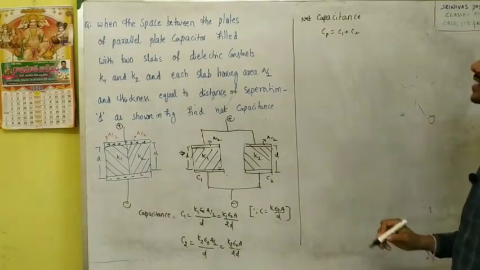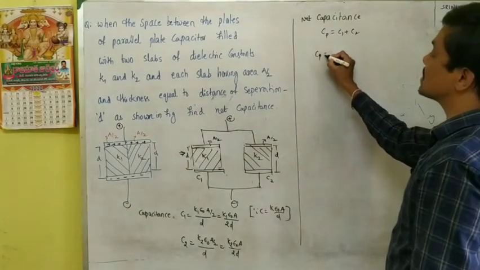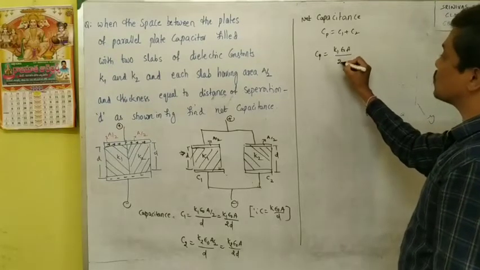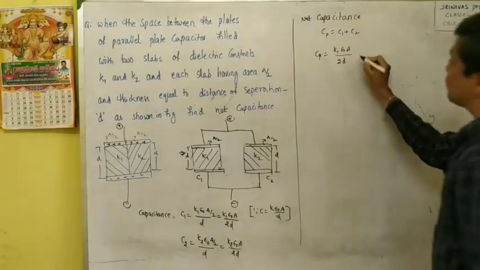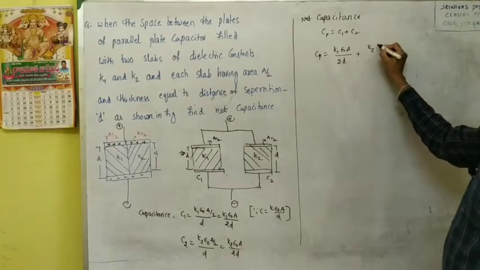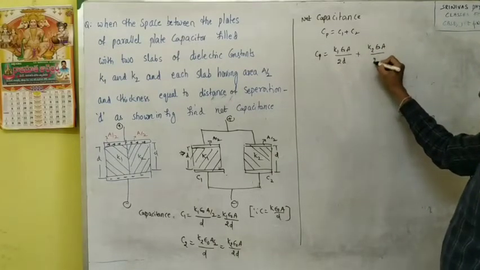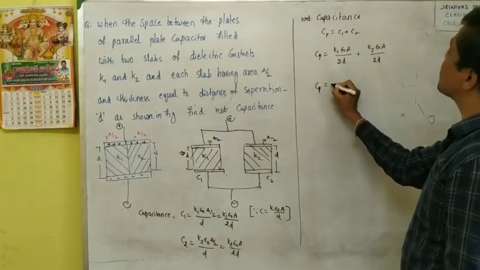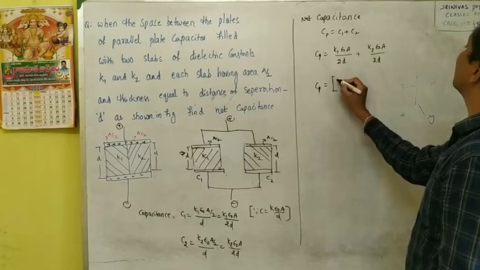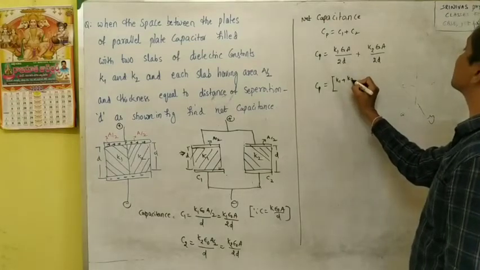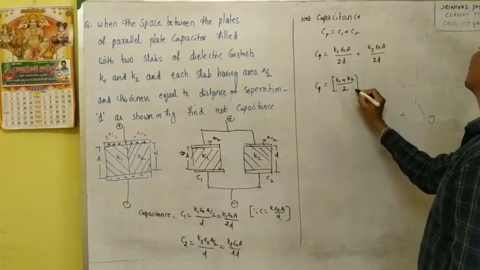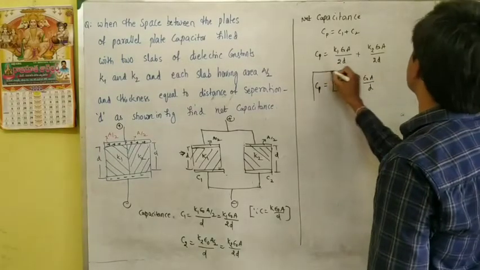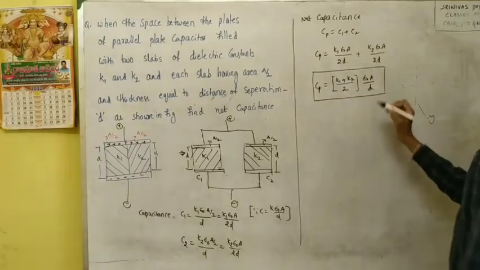In parallel combination, we have to add. Cp is equal to C1, which is K1 epsilon naught A by 2D, plus C2, which is K2 epsilon naught A by 2D. Here we got this. And now we can take epsilon naught A by D common. Then we will get (K1 plus K2) by 2 into epsilon naught A by D. This is the formula for effective capacitance.